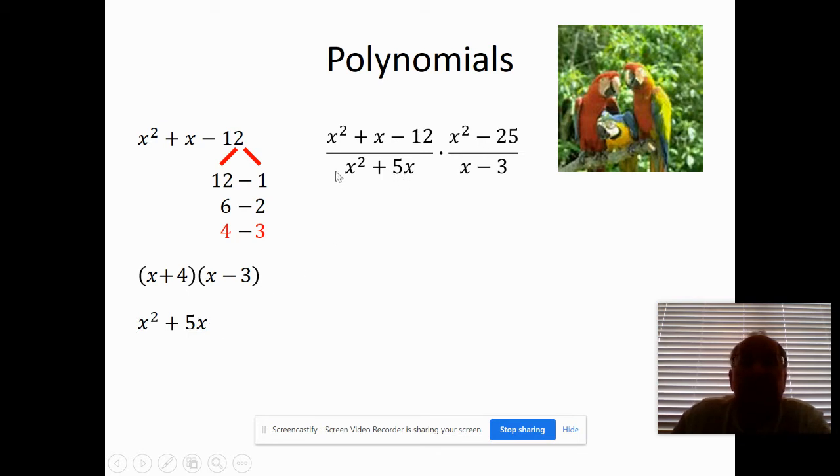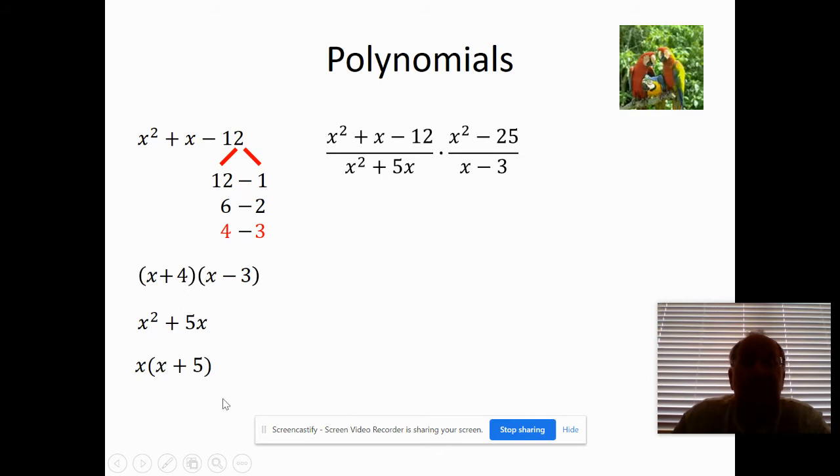This one here has something common. The only thing common is an x. So I'm going to factor an x out, which makes it x times x plus 5.